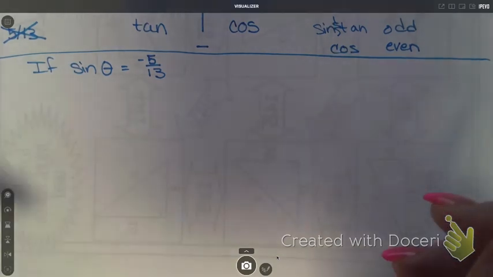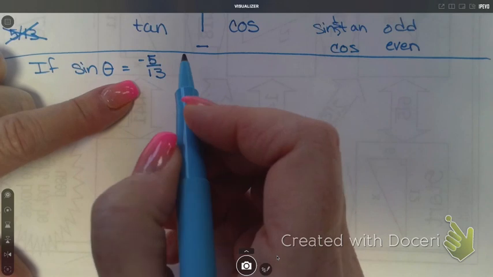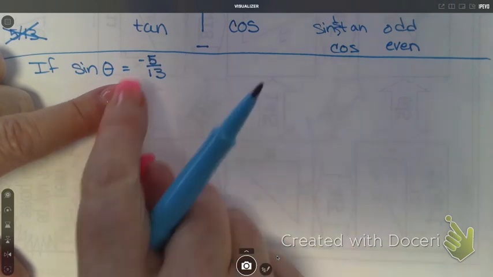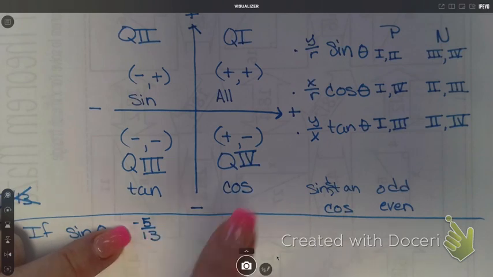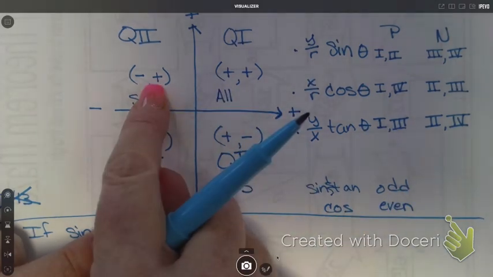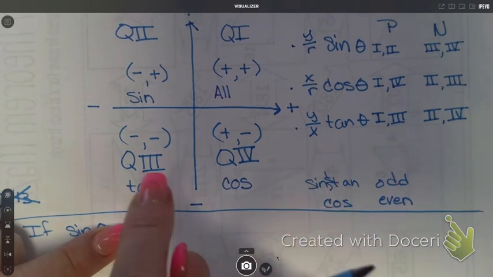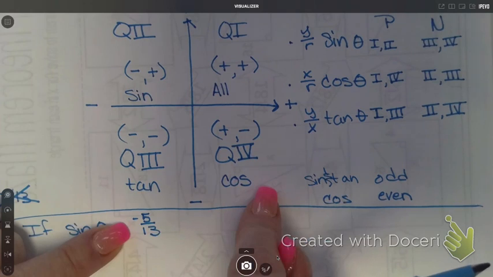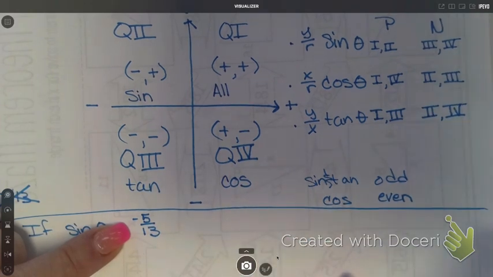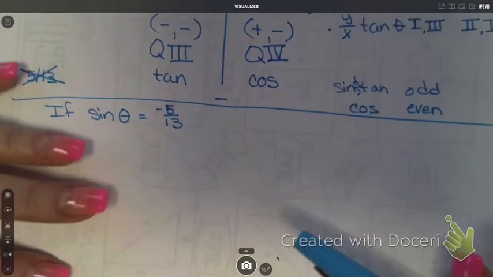Okay. So if sine is negative 5/13, now it's negative, so where could sine be negative? It's positive in the first and second, so it's negative in the third and fourth. So if it doesn't tell me, I'd have to do 2 different answers here and 2 different answers here, wouldn't I? The only thing that'd be different is the positive and negative, though, huh? But they do tell me.